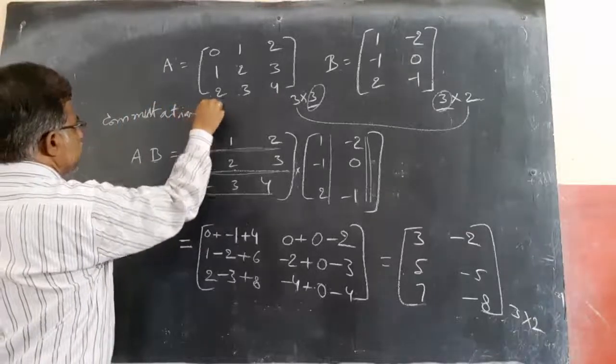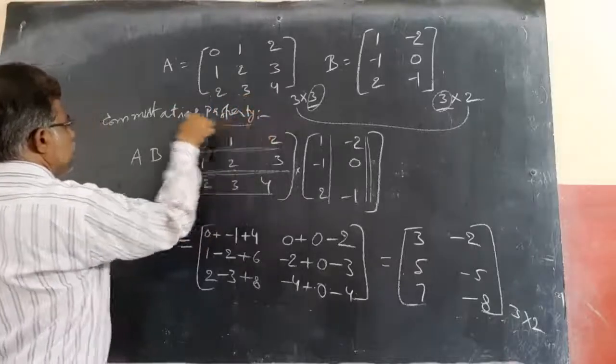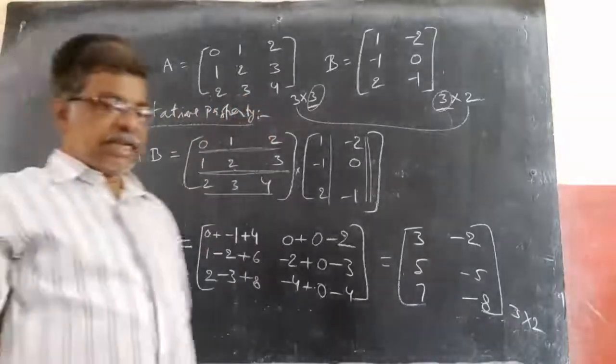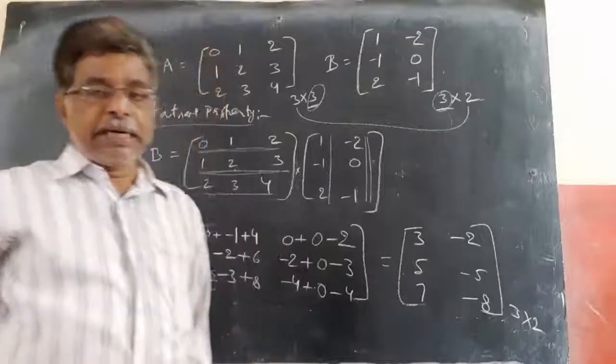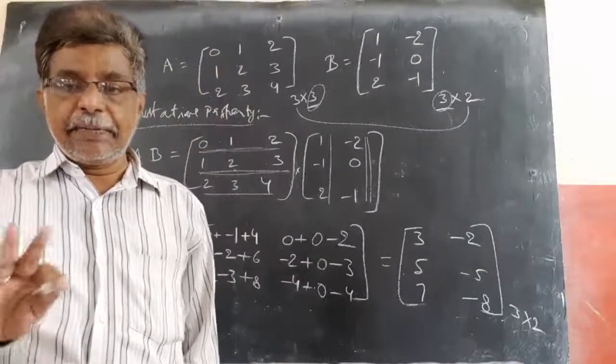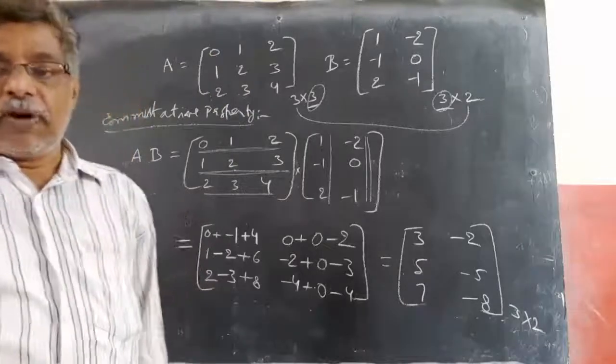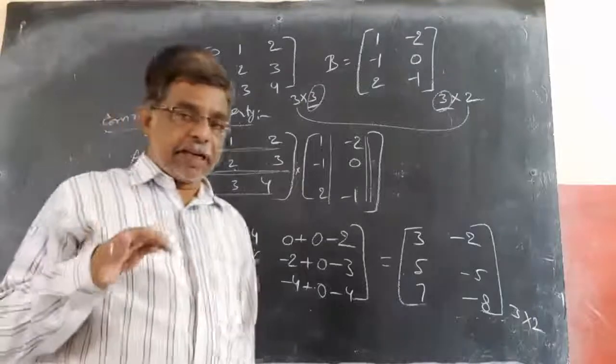Commutative property in multiplication. Commutative property in addition, A plus B equal to B plus A, is 100% satisfied. But commutative property in multiplication, AB equal to BA, need not be equal. Why? Commutative property is not applicable in multiplication.